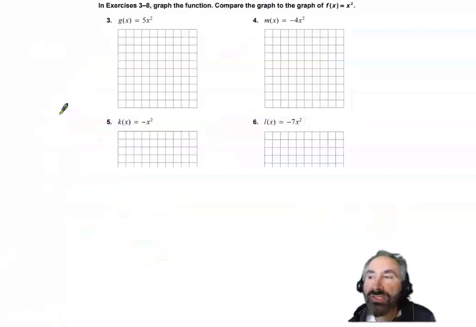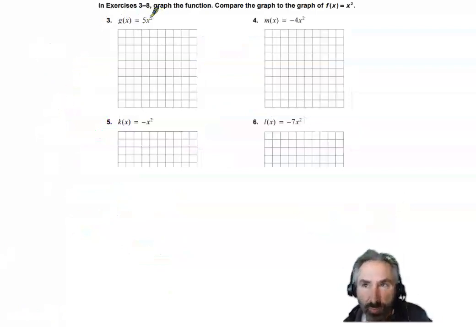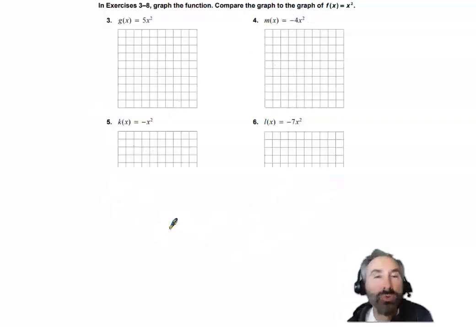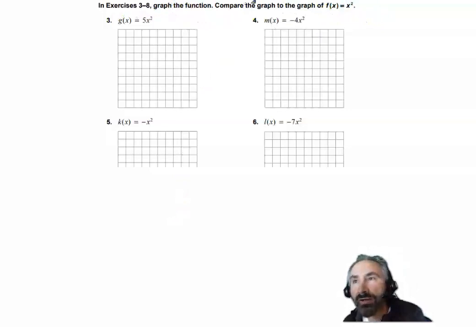Okay, for this next page, what you're going to do is graph the y equals 5x squared and the y equals negative 4x squared, and you'll do that for all the graphs on this page. I didn't include all of their numbers, but I'd like you to do all of them. You can use Desmos, but what's really important here is you're going to do the graph of y equals 5x squared for 3, but you're also going to do the graph, see how it says compare that to the graph of y equals x squared? You're also going to do that.